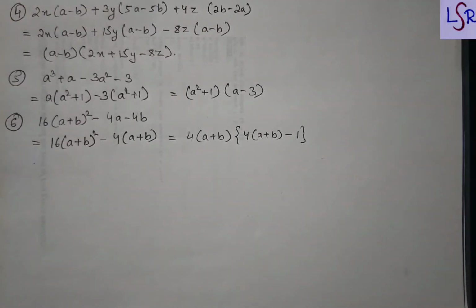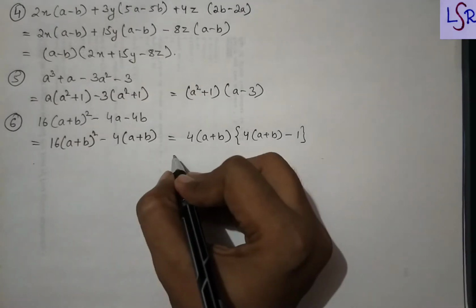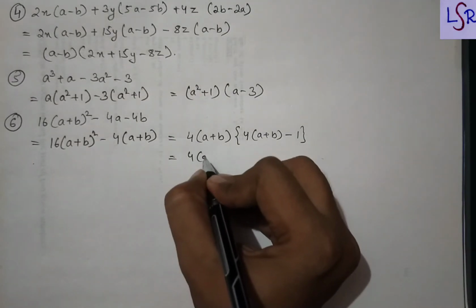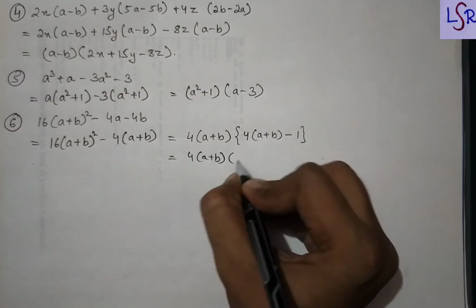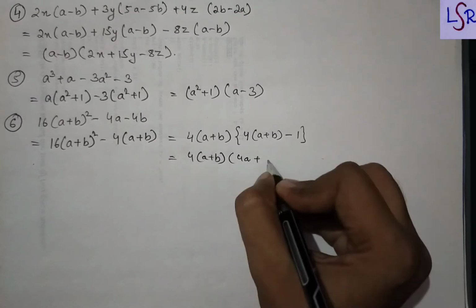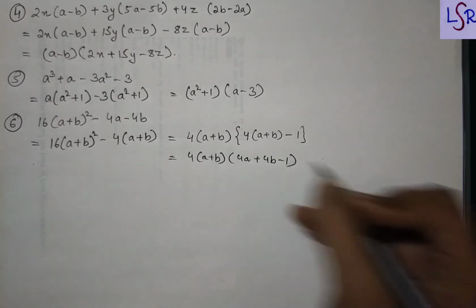Now open the bracket. 4(a plus b) and (4a plus 4b minus 1), and that's the answer.